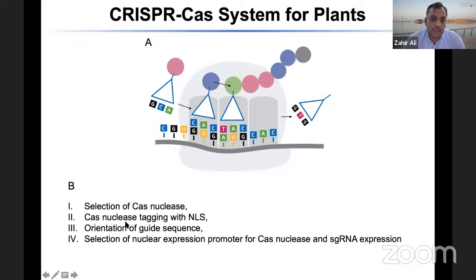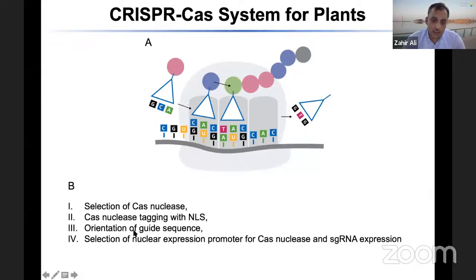The second thing is that Cas nucleases don't have any NLS. And compared to the prokaryotes, the genome of the eukaryotes is in the nucleus. So we need to put the NLS tag with it. And if we want to detect by Western blot or by different methods, we need other tags like the FLAG tag or the HA tag. We also need these to be in these sequences.